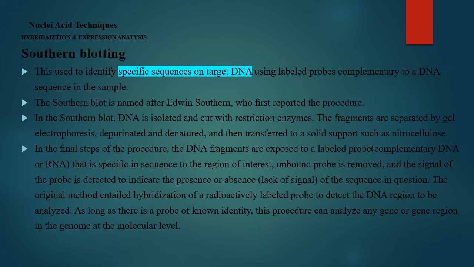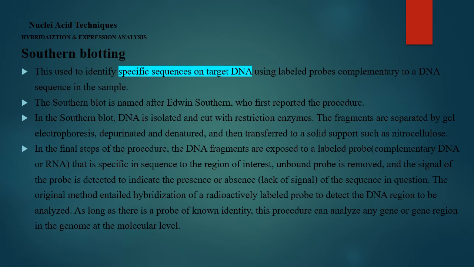the sequence in question. Now, the original method entailed hybridization of a radioactively labeled probe to detect the DNA region to be analyzed. As long as there's a probe of known identity, this procedure can analyze any gene or gene region in the genome at the molecular level. So what are we saying? You have a probe that has a specific sequence and a particular region of interest.